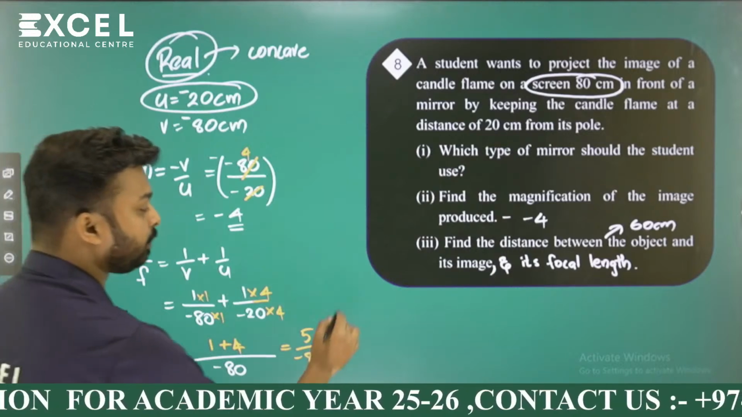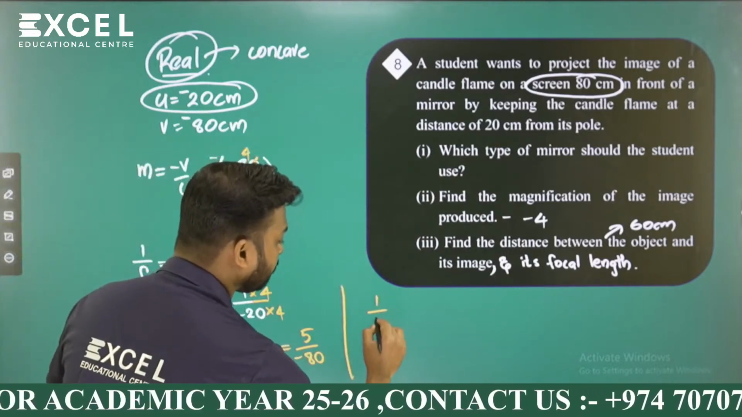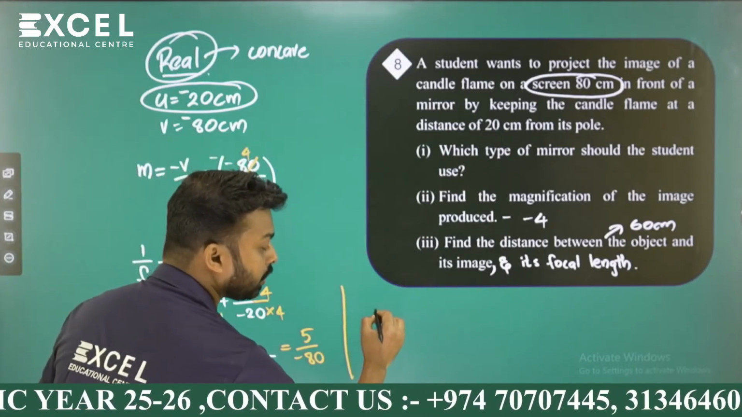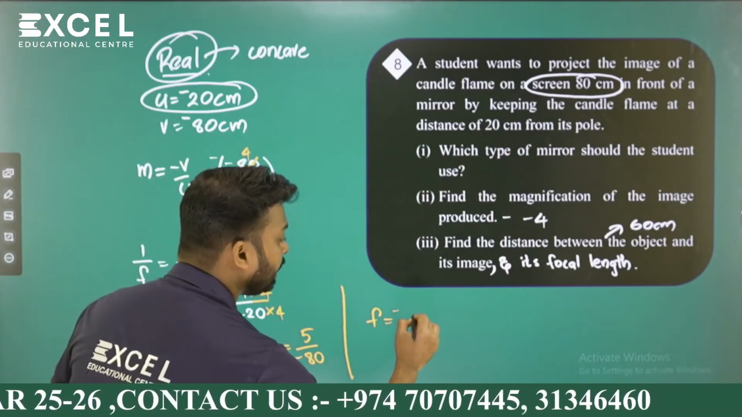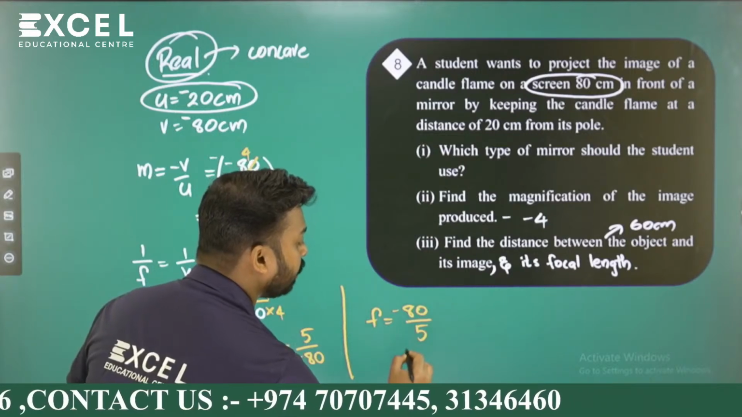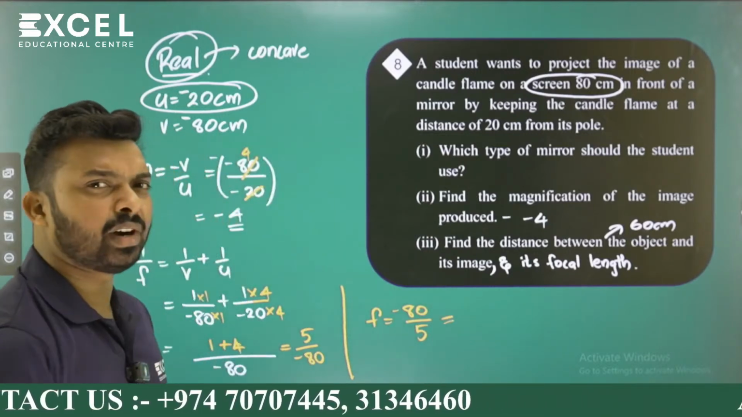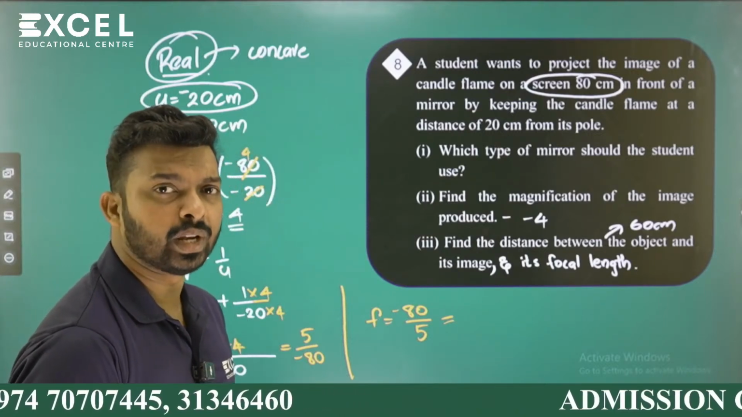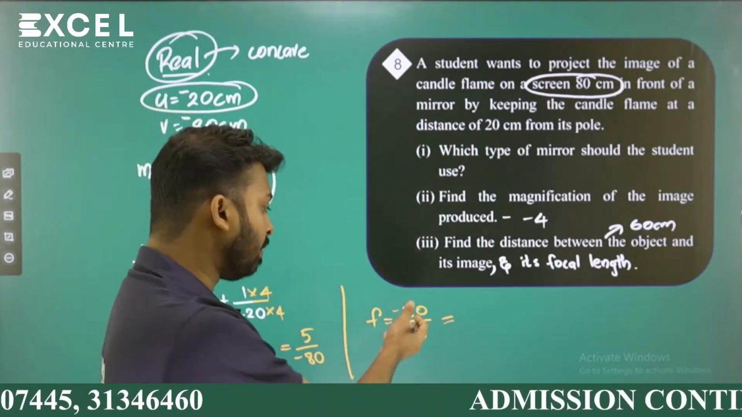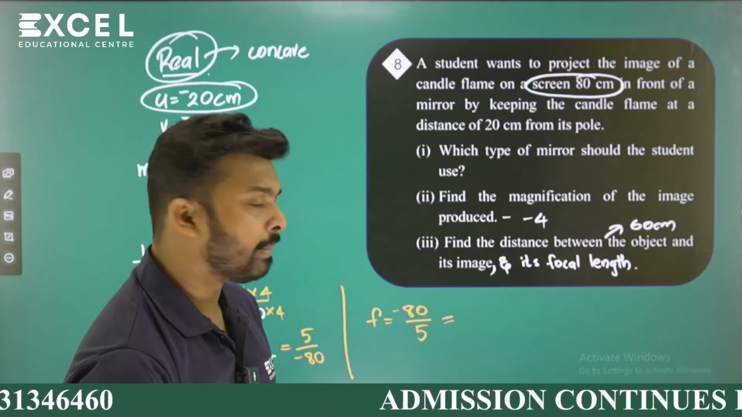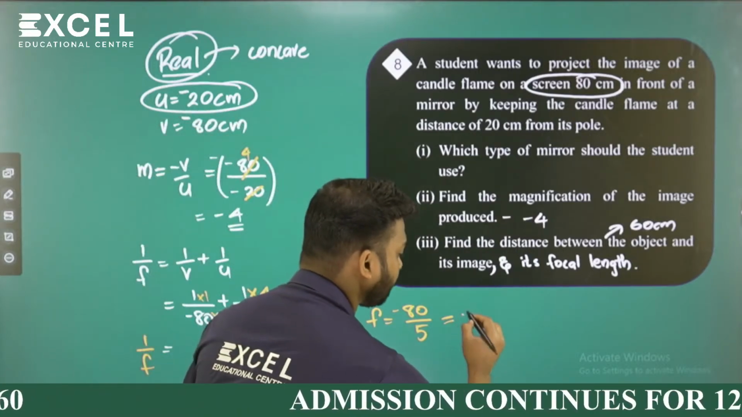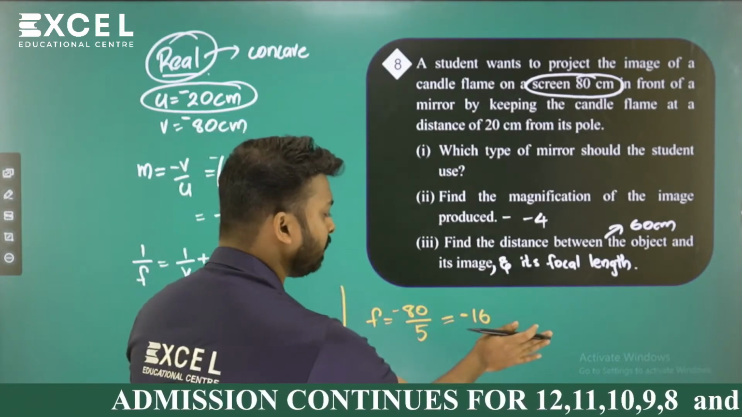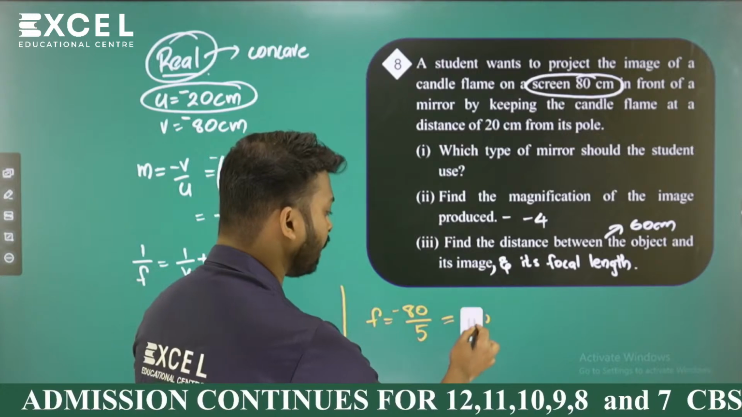So what will be the f? 1 by f is equal to 5 by minus 80. So f will be equal to how much? Just the reciprocal. f will be equal to minus 80 divided by 5, which is equal to how much? 16 into 5 is how much? 80. So it is minus 16.